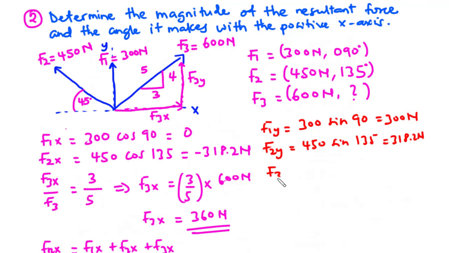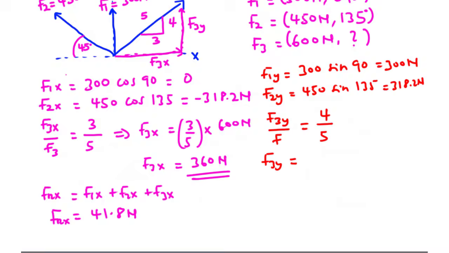And then we have F3. Now we have F3y divided by F equals, now let's visit the diagram. F3y corresponds with 4, so we have 4 divided by F, which corresponds with 5. So F3y is equal to 4 over 5 times F3.